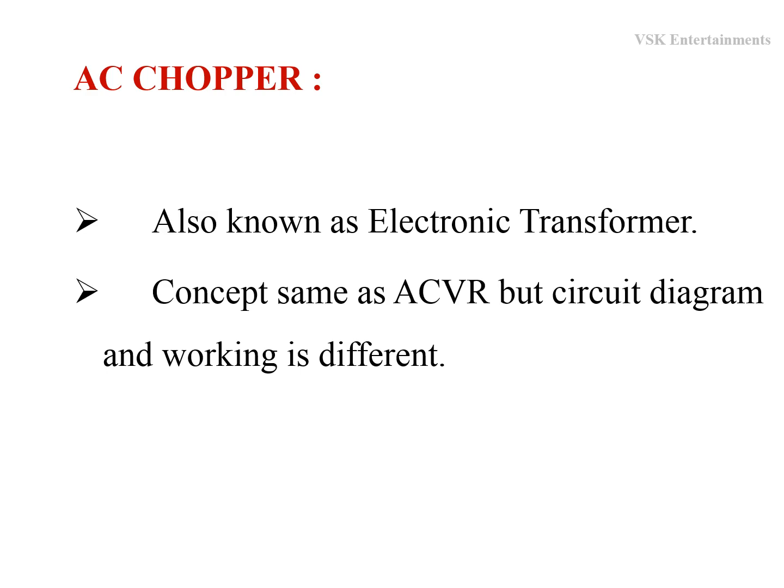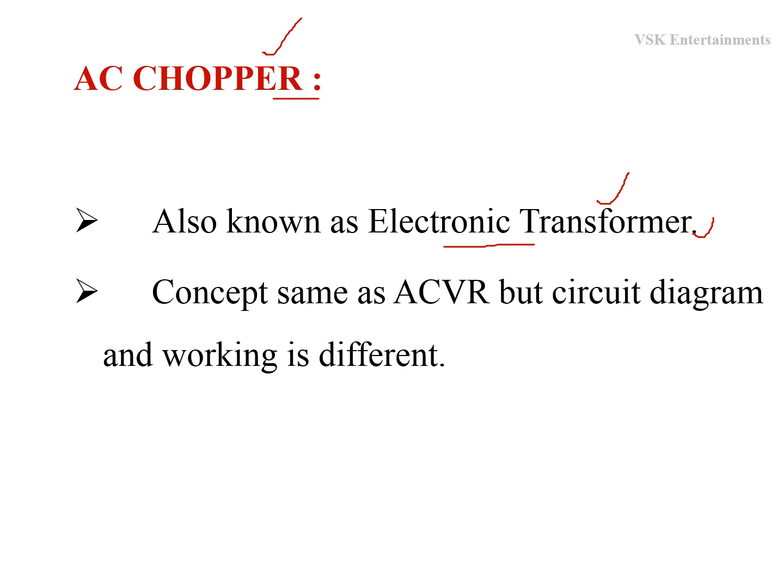Coming to the introduction, AC choppers are also known as electronic transformers. I think everyone knows what a transformer is. A transformer is a static device which transfers the voltage from one circuit to another circuit or from one place to another place. But a transformer deals with high amounts of voltage. Coming to the AC chopper, it is a circuit which transfers the voltage from one circuit to another circuit, but here the AC chopper deals with low amounts of voltage.